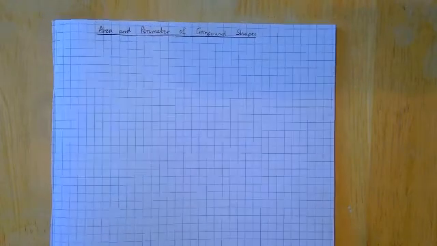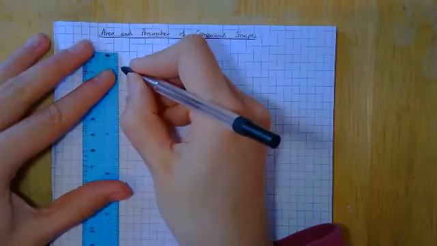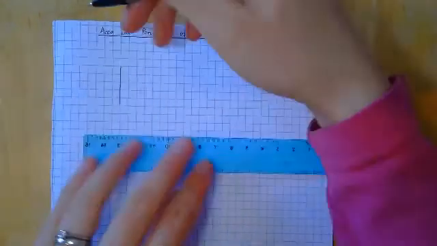Right, so area and perimeter of compound shapes. Compound just means a couple of normal shapes put together to make an unusual shape. But let's just quickly start by reminding ourselves what area and perimeter are. Draw yourself just a rectangle, doesn't matter how big.